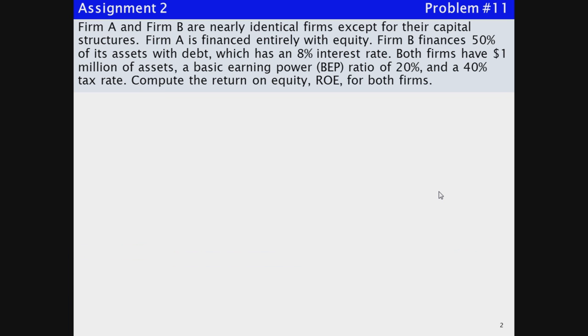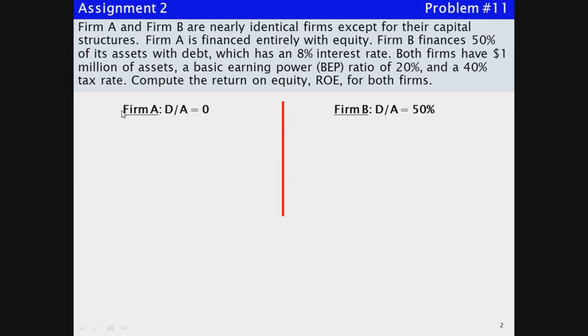We have Firm A and Firm B, which are nearly identical firms except for their capital structures. Firm A is financed entirely with equity. It has no debt. Firm B finances 50% of its assets with debt, which has an 8% interest rate, and therefore obviously 50% with equity. Both firms have $1 million of assets, a basic earning power BEP ratio of 20%, and a 40% tax rate. Compute the return on equity ROE for both firms.